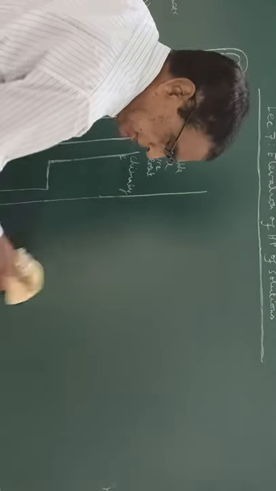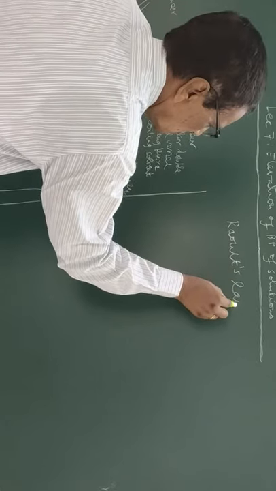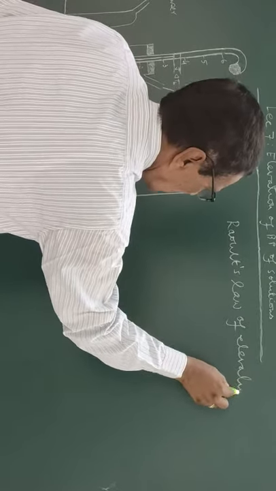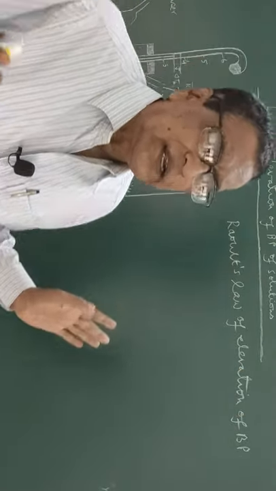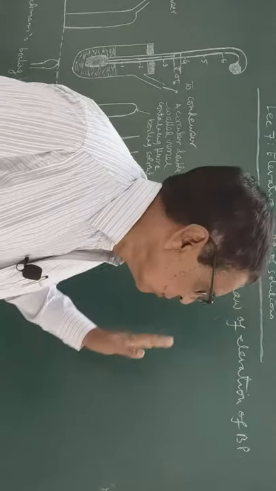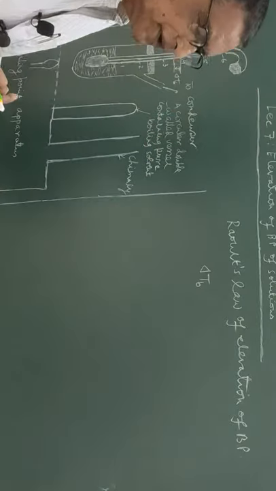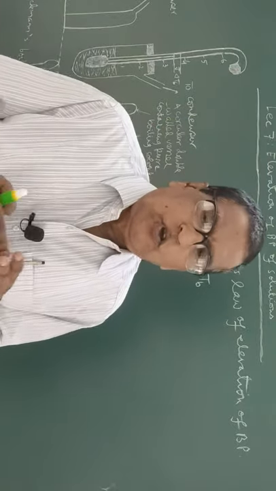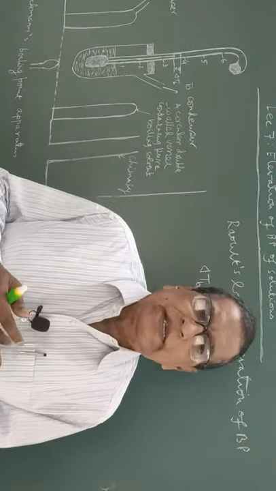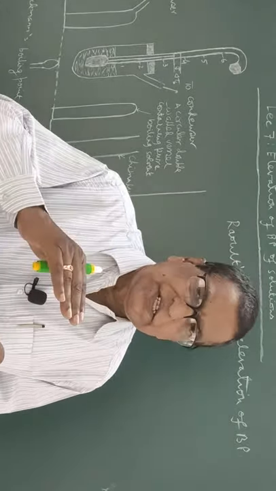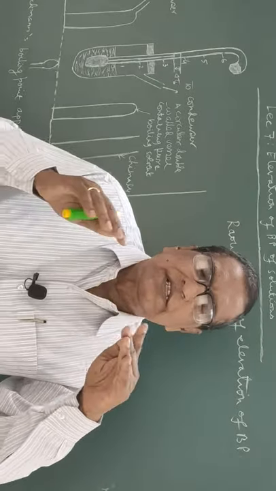Now I would like to describe the experimental law, which is Raoult's law of elevation of boiling point of a solution. From the experimental data, Raoult formulated one experimental relation. Delta TB will increase with the increase of the concentration of the solution, and the mode of concentration to be taken should be independent of temperature, as there is a change in temperature while this solution is boiling.